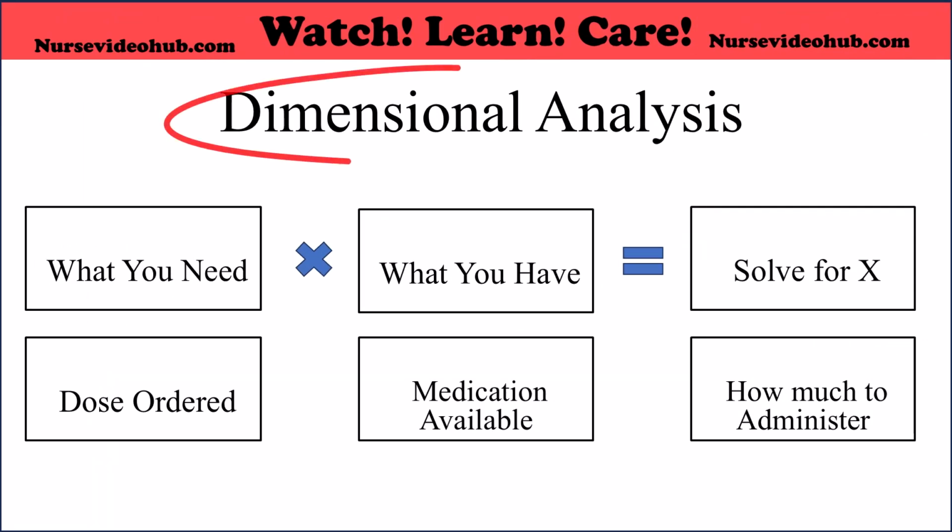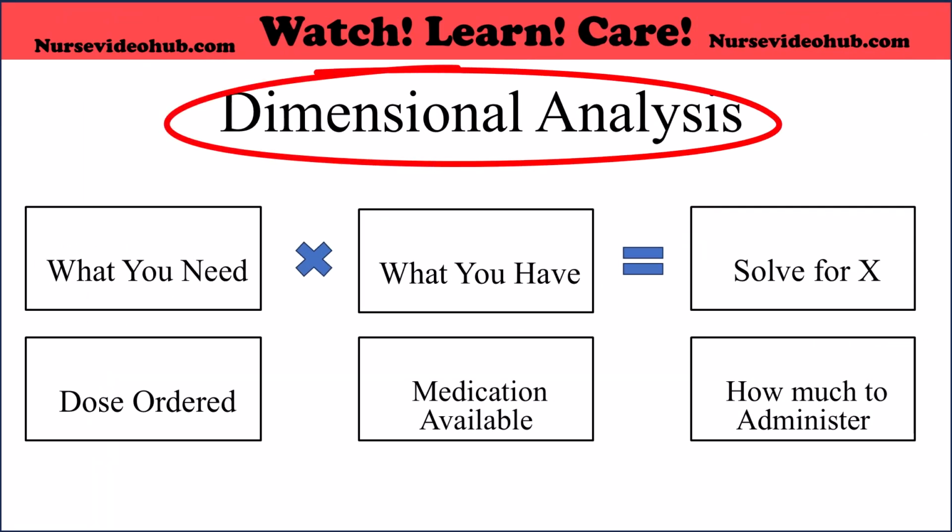The third method is dimensional analysis. It is a method used to calculate correct dosages by converting units, using conversion factors, and by making sure all the units cancel out properly, leaving you with the unit you want. Here is a structure for setting up an equation to solve for the amount of medication to administer using dimensional analysis. First, you identify what you need. This is a prescribed medication. It's what you're trying to figure out how to give.